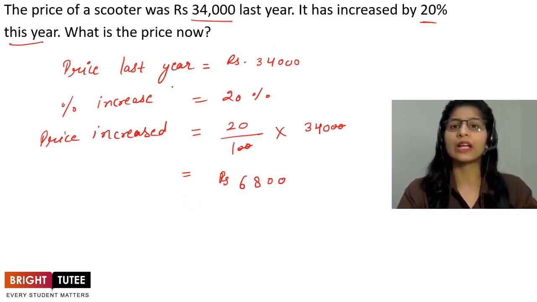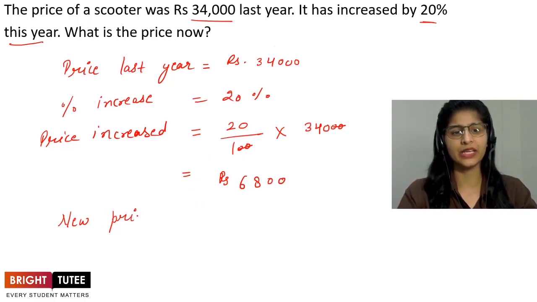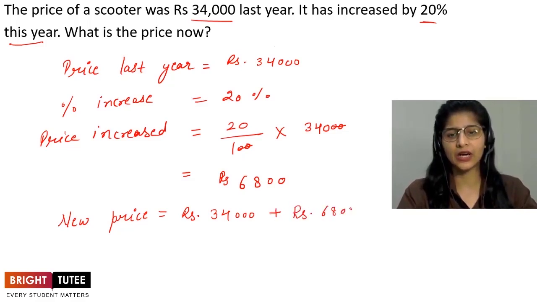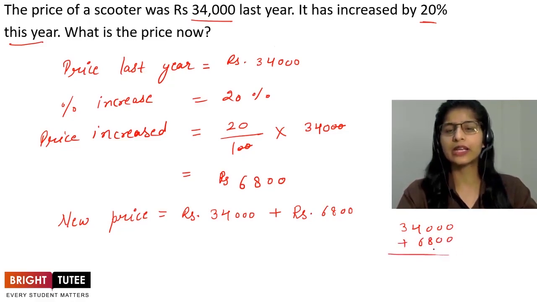Okay, now we have to tell the new price. What is the price now? So the new price will be, how much was the price that was initially there? 34,000 rupees, plus what is the increased price? Increased price is 6,800. Clear? So we will add 34,000 and 6,800 to find out the new price.